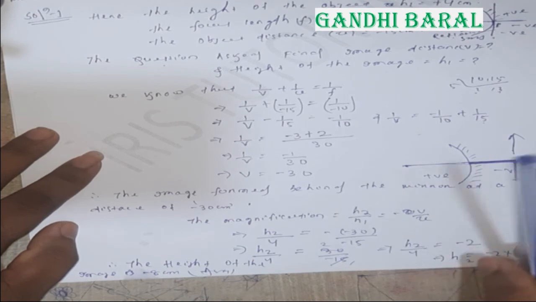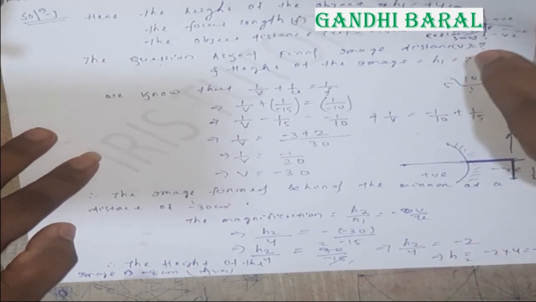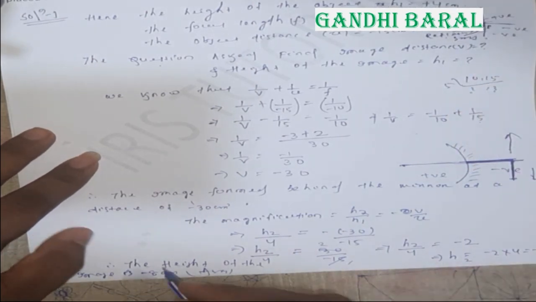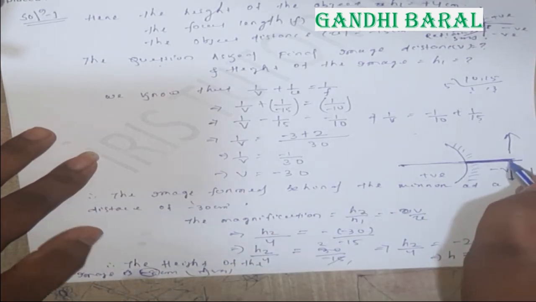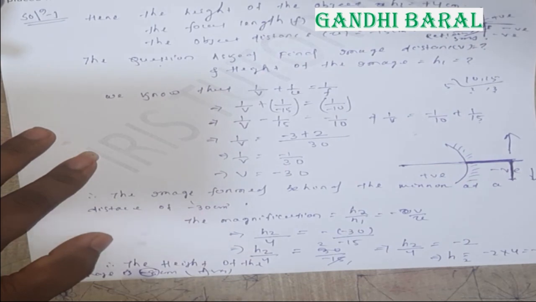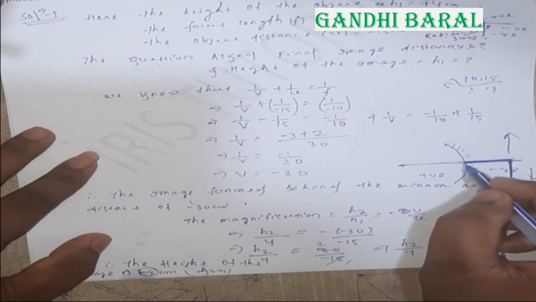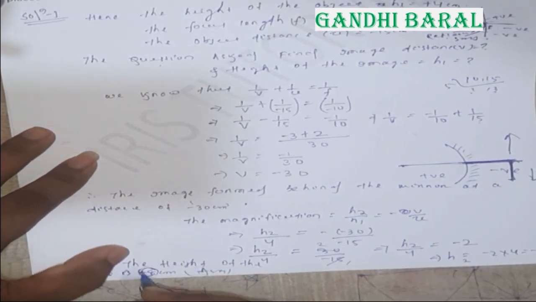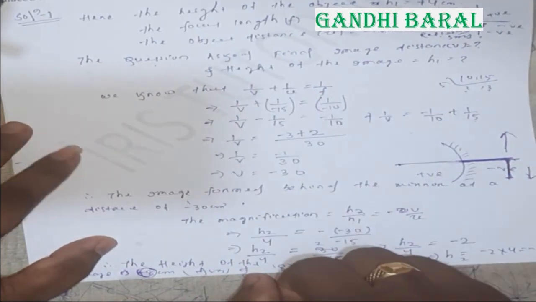Okay, this is your question number 1. The height cannot be minus, so the minus sign indicates the image is placed on the other side, behind the mirror. So minus cannot be the height of an image, so the answer will be 8 centimeter students. Okay, this is your question number first solution.